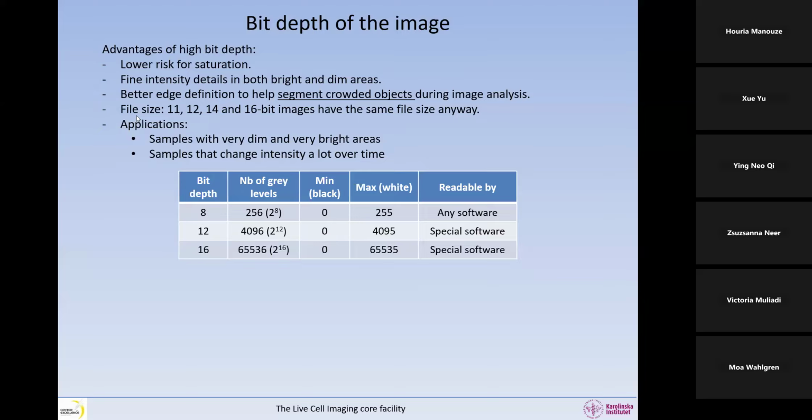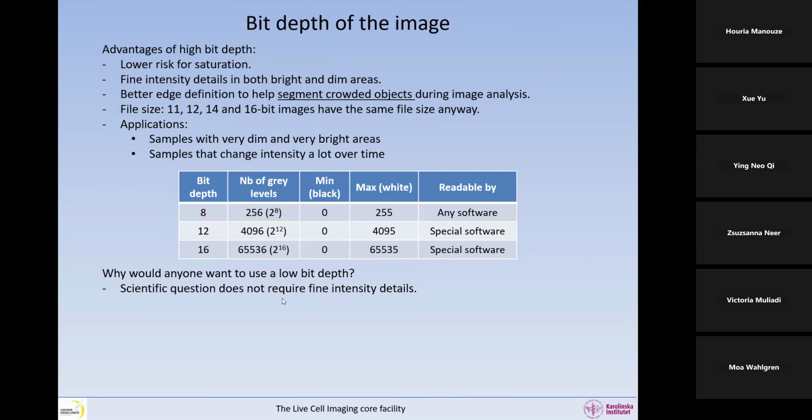So the applications for high bit depth are: if your sample has both very dim and very bright regions, or if the sample changes intensity over time, or even if your sample is mid-bright but you need a very fine readout of the intensities. You need to differentiate a little bit gray from a little bit more gray, a bit darker. So in that case, why would anyone want to use 8-bit? Because there are so many advantages in using a high bit depth.